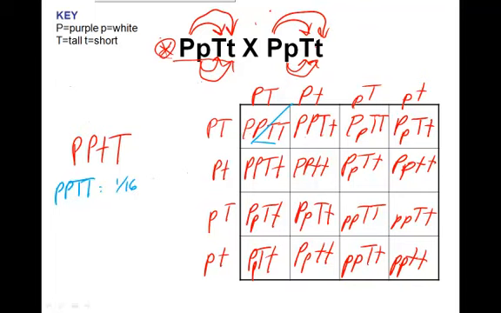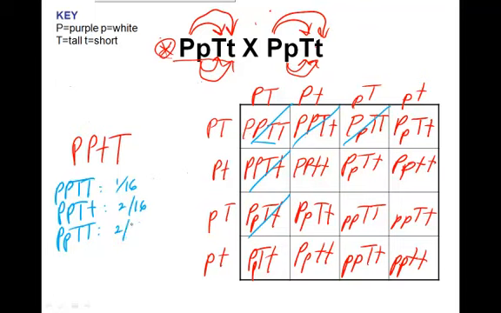Then let's look at the next one. We have capital P, capital T, lower t, and we have 1, 2. 2 out of 16. Don't reduce just yet. Then we have capital P, lower p, capital T, capital T, and we have 1, 2. And is that it? Looks like it.